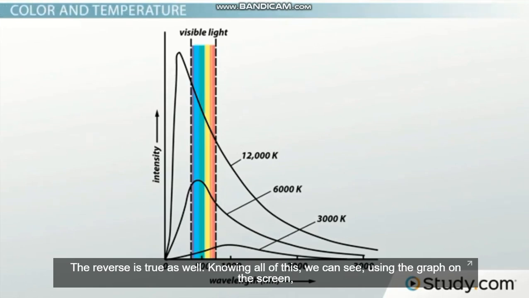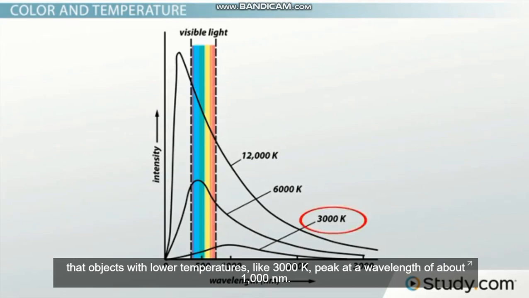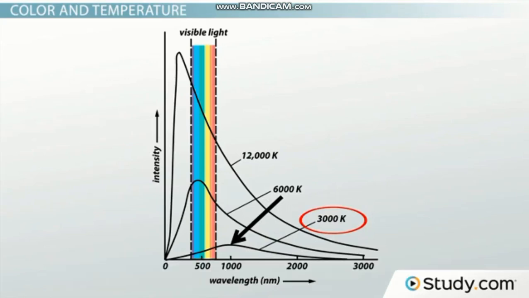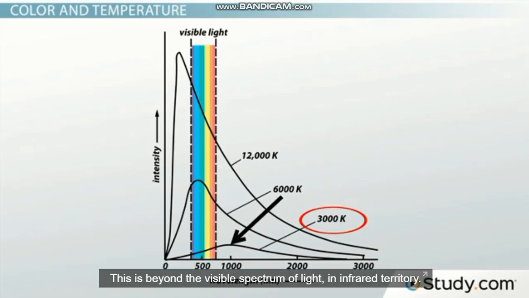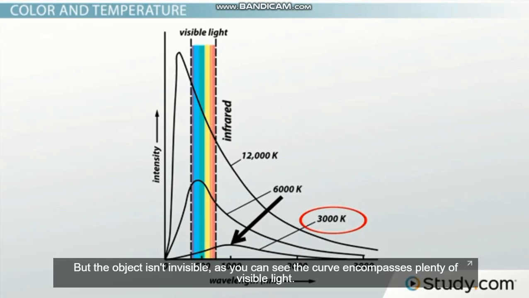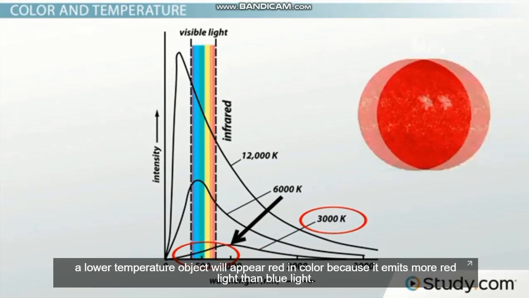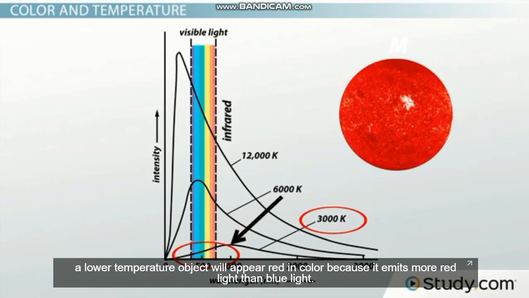Knowing all of this, we can see, using the graph on the screen, that objects with lower temperatures like 3000 Kelvin peak at a wavelength of about 1000 nanometers. This is beyond the visible spectrum of light, in infrared territory. But the object isn't invisible. As you can see, the curve encompasses plenty of visible light. However, because the peak is skewed toward the longer wavelength side of visible light, a lower temperature object will appear red in color because it emits more red light than blue light.